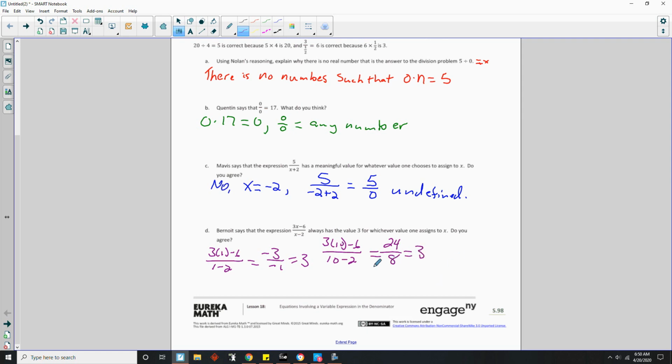All fine and dandy until you substitute in positive 2. So let me change colors here. If I make x 2, I get 3 times 2 is 6, 6 minus 6 is 0, over 2 minus 2, 0. So 0 over 0. Okay? That is undefined. That does not equal 3. 0 over 0 does not equal 3. So when x equals 2, our expression does not equal 3.